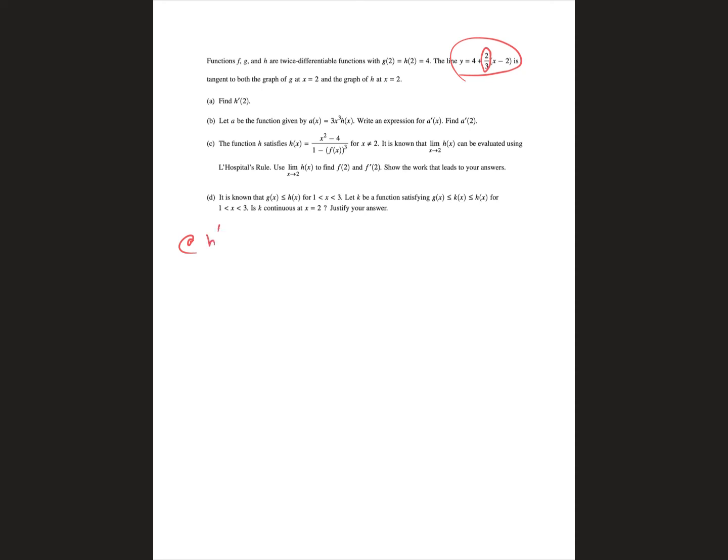So really, there's no calculation here. It's just h prime of 2 is the slope of that line. It's 2/3.